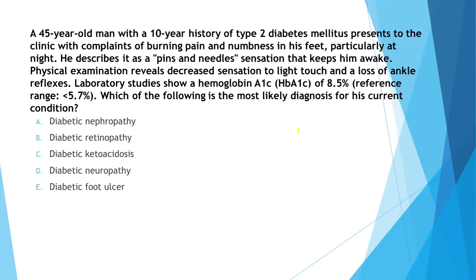Which of the following is the most likely diagnosis for his current condition? A 45-year-old man with a 10-year history of type 2 diabetes mellitus presents to the clinic with complaints of burning pain and numbness in his feet, particularly at night. He describes it as a pins and needles sensation that keeps him awake. Physical examination reveals decreased sensation to light touch and loss of ankle reflexes. Lab studies show an HbA1c of 8.5%. Which of the following is the most likely diagnosis?